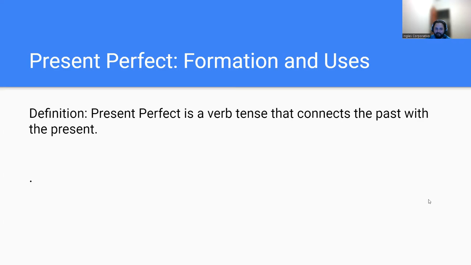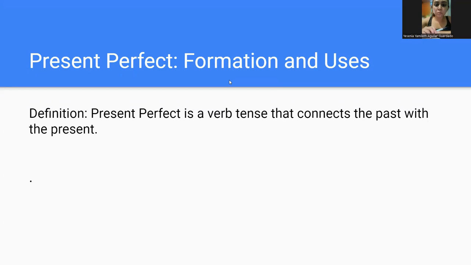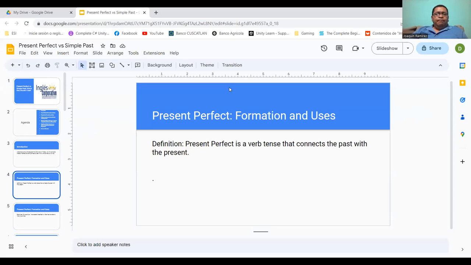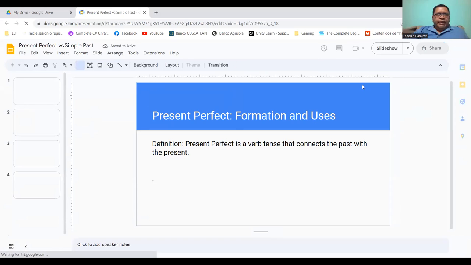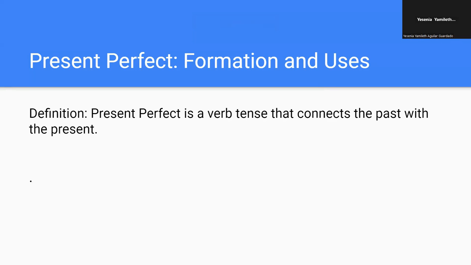Teacher. Tell me. The present perfect is used when we don't have any specific time. All right, so when we don't have any specific time. When we use the verb in present perfect. Okay, all right, very good, guys. Thank you very much, guys.